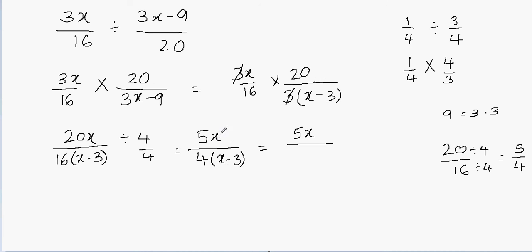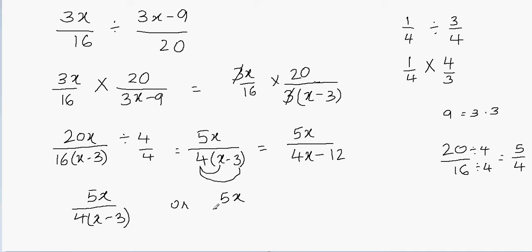You can say that this is your final answer, or we can simplify one more step by distributing 4 inside the parentheses. So I'm going to distribute 4 inside the parentheses. 4 times x will be 4x using the distributive property. And then I have a minus sign in between, so I'm going to put that sign here. And then 4 times 3 will be 12. So my answer could be either 5x over 4 times x minus 3, and you can stop here, or you can simplify it more and write 5x over 4x minus 12. Both answers are correct.